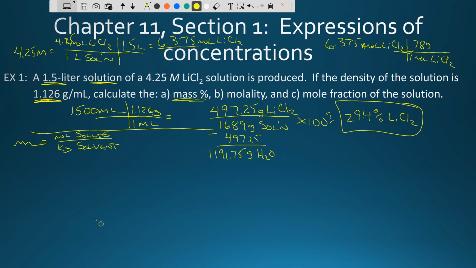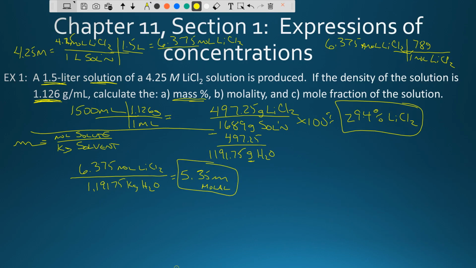Okay? So I've got all my pieces to find my molality, don't I? I knew that I had 6.375 moles of lithium chloride. I have 1.19175 kilograms of water. Remember, this is grams. We need it in kilograms. All right, so I end up with a molality in this case of 5.35 molal solution. You see this lowercase italicized m, or you can write out molal. I know that looks weird, but that's how we express molality.